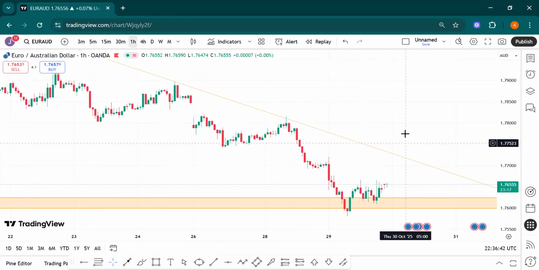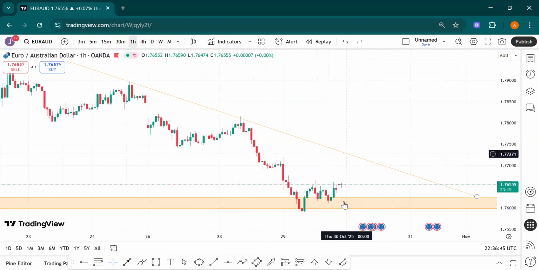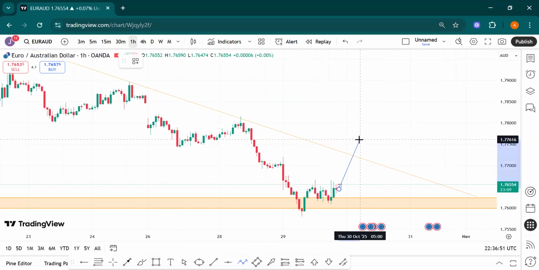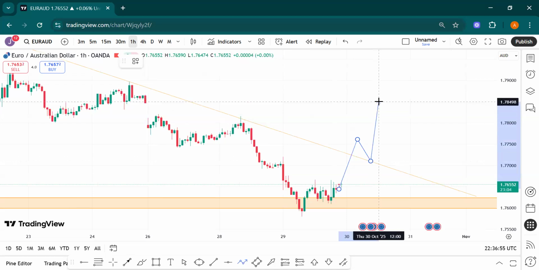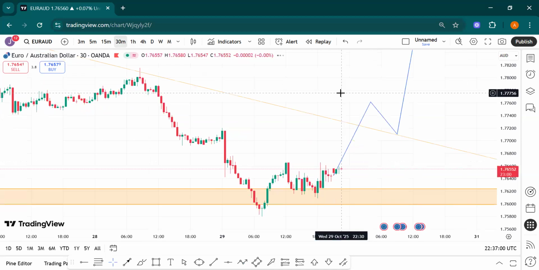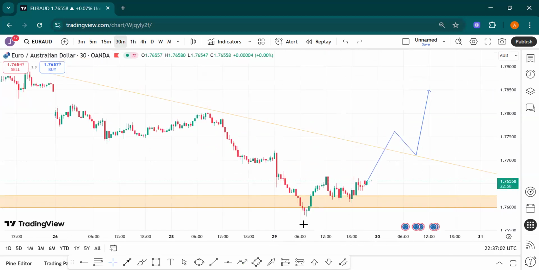However, the safest way to conveniently enter a buy trade in this setup would be to wait for this 4-hour trend line to be taken out. Once there's a retest, then we can buy. But for those of us that trade on a much lower time frame, we can still go to the M30. So we have something like a double bottom here already. So you can just put like a cap here.